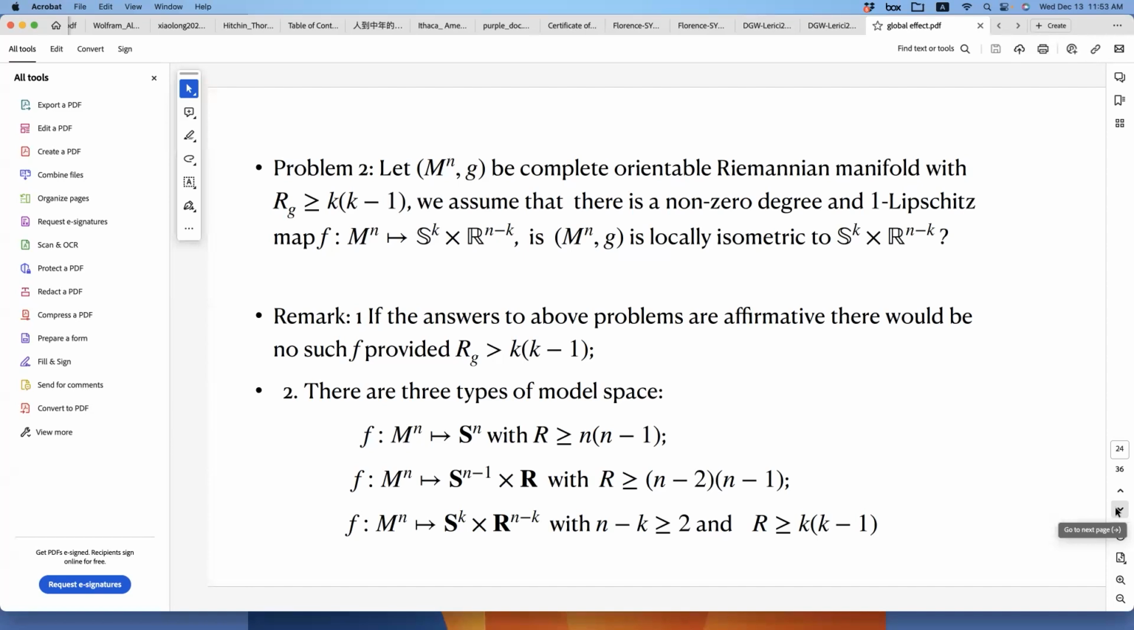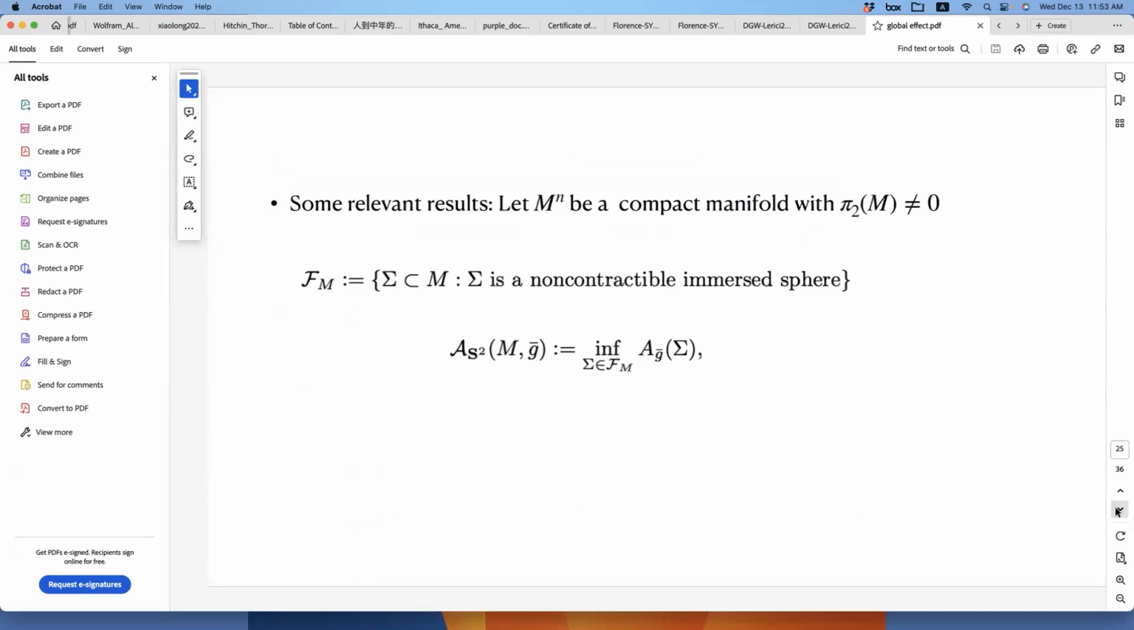Now, here are some relevant results on this. Let (M, g) be a compact manifold, and assume the second homotopy group is non-zero. Then we can define a kind of invariant like this, that is the infimum of the area, where sigma is a non-contractible immersed sphere in M. We call it sisters, maybe.